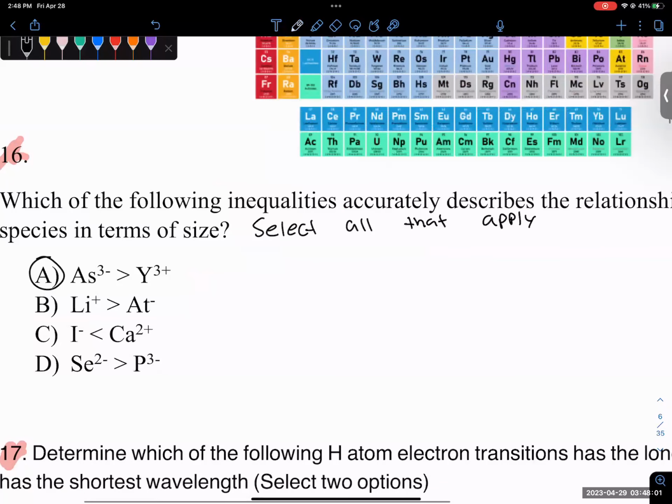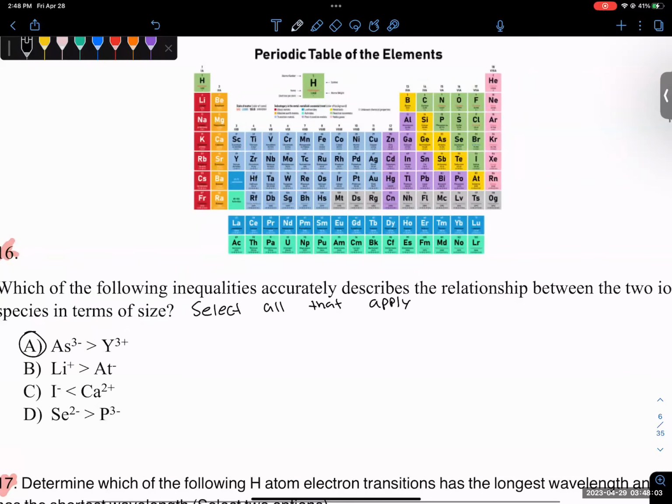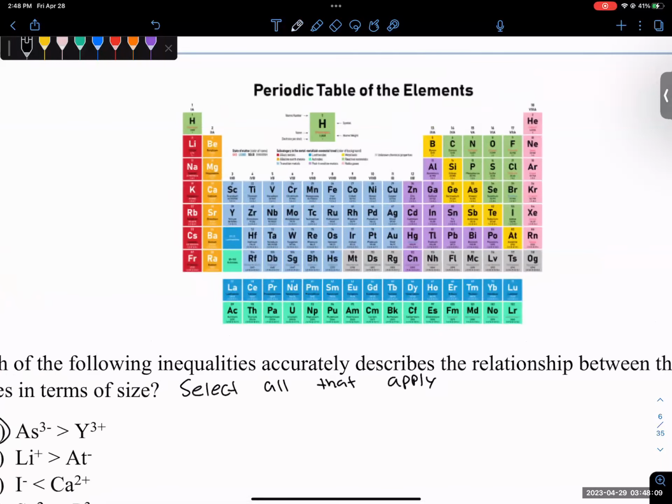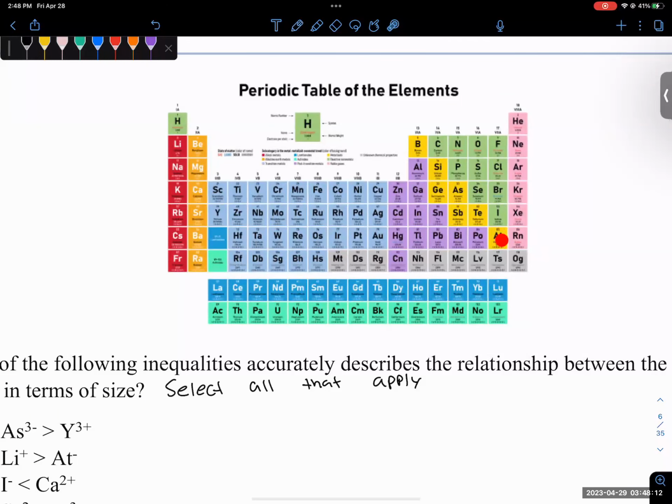And let's look at the other two. Lithium plus and astatine. So At is going to be down here, and lithium is all the way over here. So when lithium loses an electron, it's going to have helium configuration. And then when astatine gains an electron, it's going to have radon configuration. Which one is going to be larger, radon or helium?